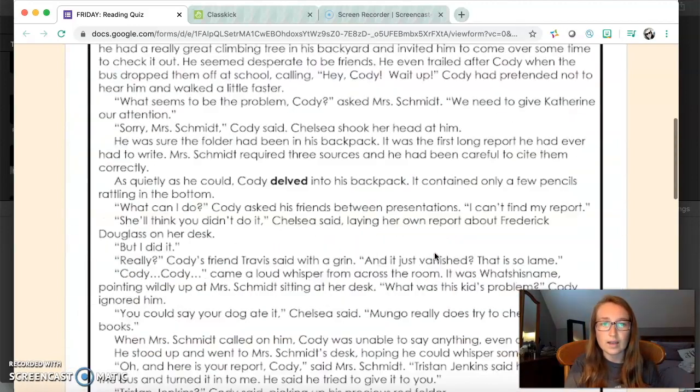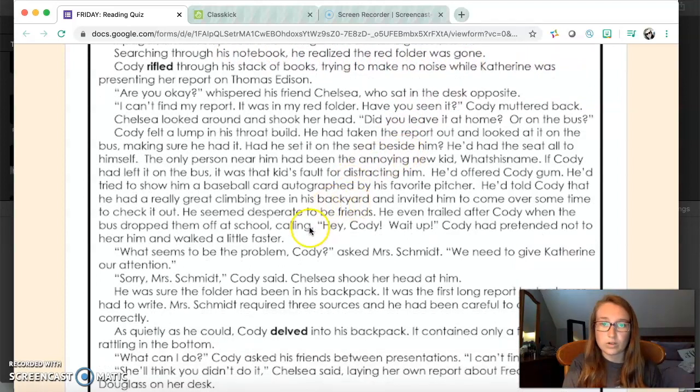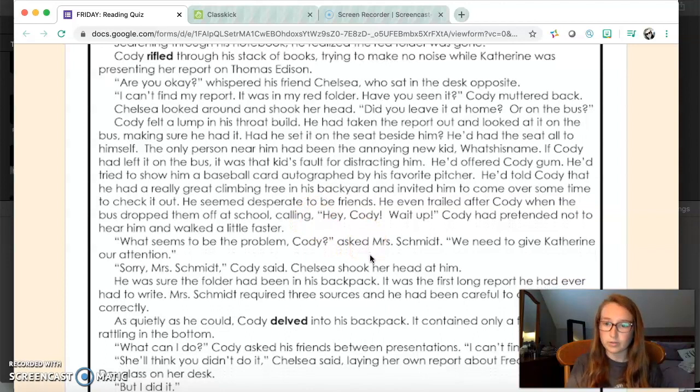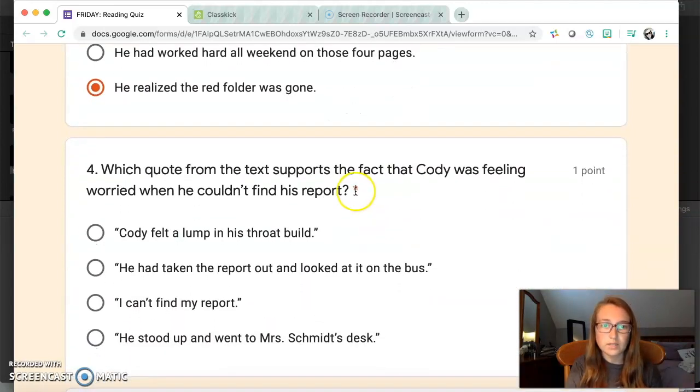And you can go back and see where he did all of that. It says that he practiced reading it aloud to his big sister Karen, and that he had worked super hard on it because he had never had to do a paper so hard before. So I can cite and explain all of those by directly quoting from the text. Alright, let's look at the last one. Which quote from the text supports the fact that Cody was feeling worried when he couldn't find his report? Okay, so now all of these are directly from the text.